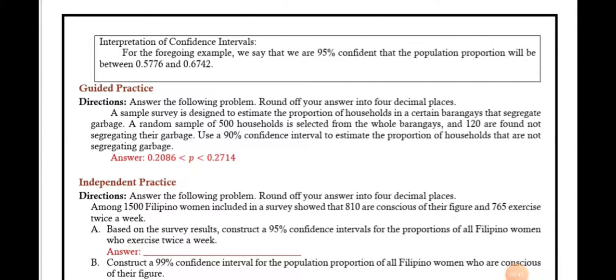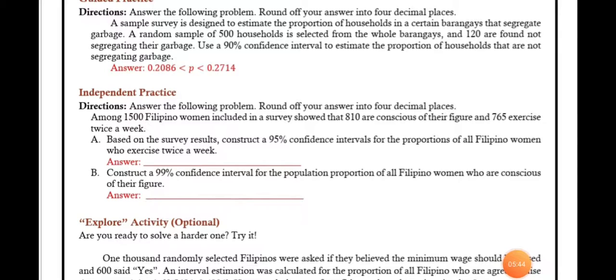This is where 0.2714 came from. For independent practice: among 1,500 Filipino women included in a survey, it showed that 810 are conscious of their figure and 765 exercise twice a week. So you just have to answer A and B.